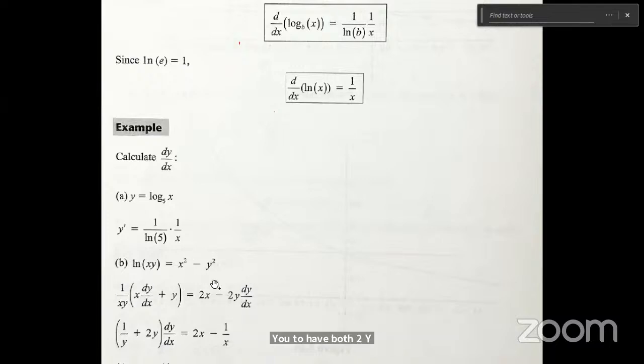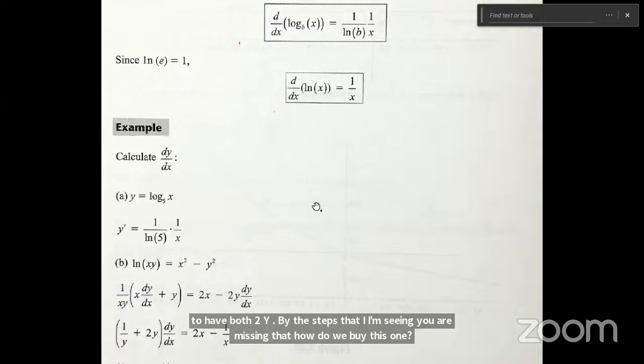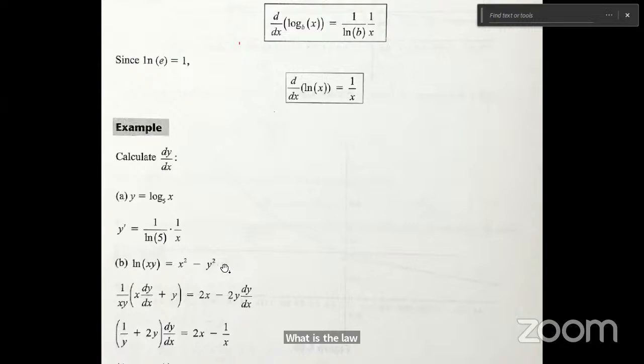But the steps that I'm saying you are missing is that how do we write this one? What is the law? You have to show the prime. You get it? Okay. So you show the prime so that you know that you are using this type of equation for it. This is how you got it. If someone sees it, the person will know that you differentiated it. But how will the person know that you differentiated? So put bracket and you put your prime at the right place. Okay?